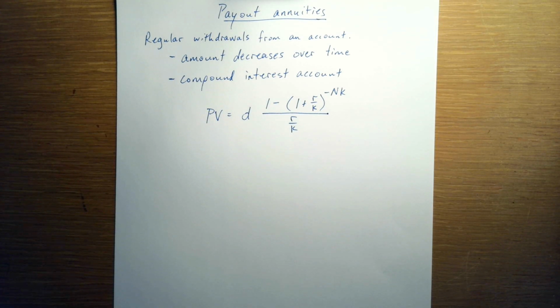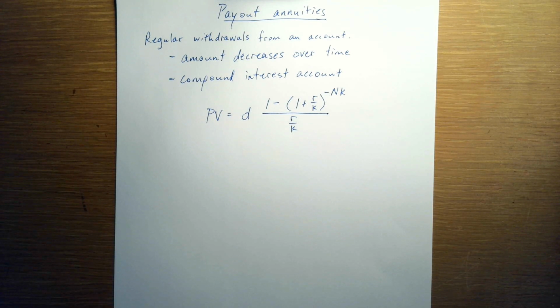In this video, we'll take a look at a few examples of how to use the payout annuity formula. A payout annuity is something like an annuity, except you're starting with an amount of money. It's still a compound interest account, and you make regular withdrawals from the account instead of making deposits. So you start with this chunk of money, you withdraw at regular amounts of time, and eventually the account goes down to $0.